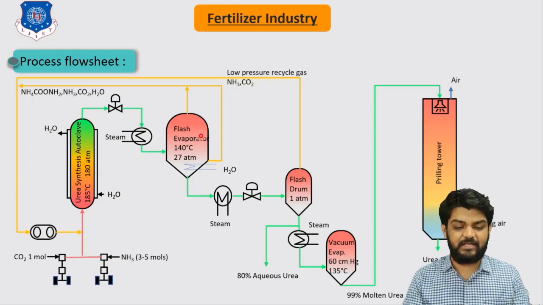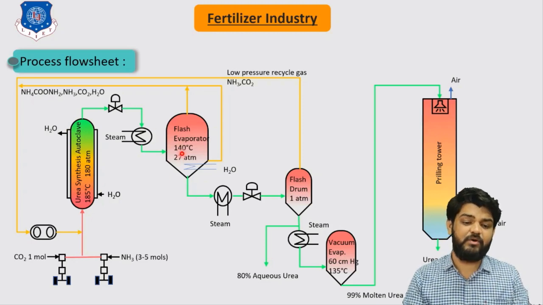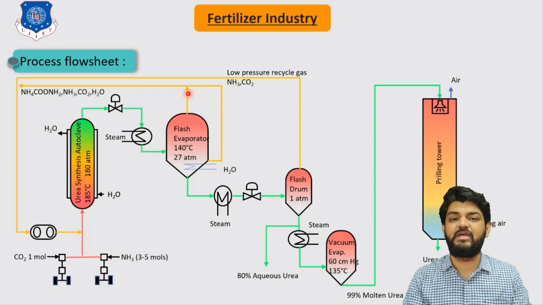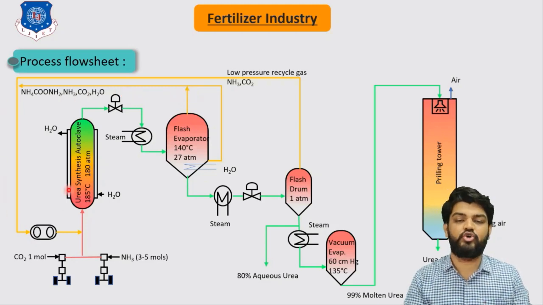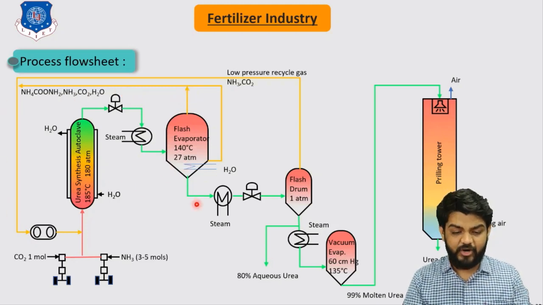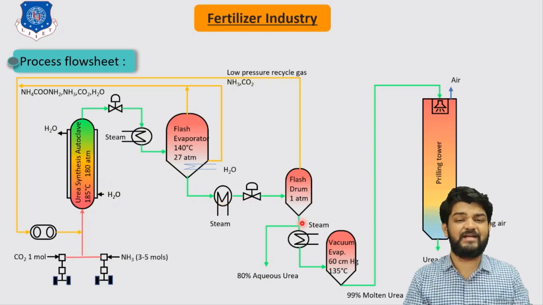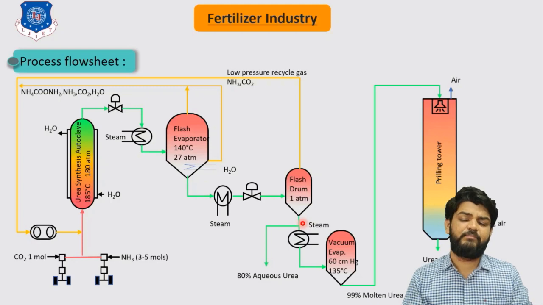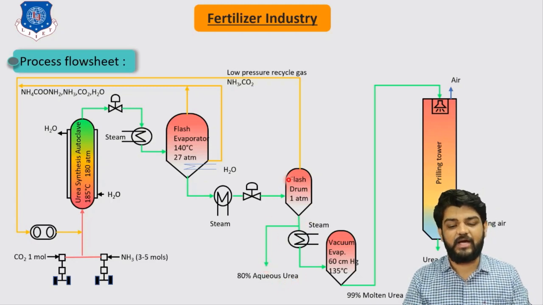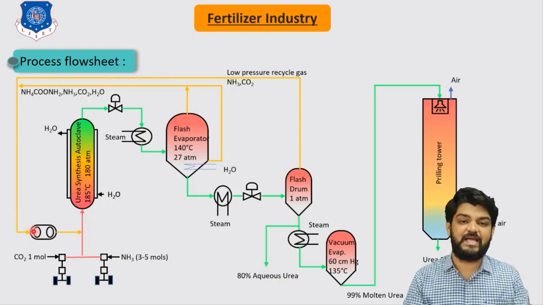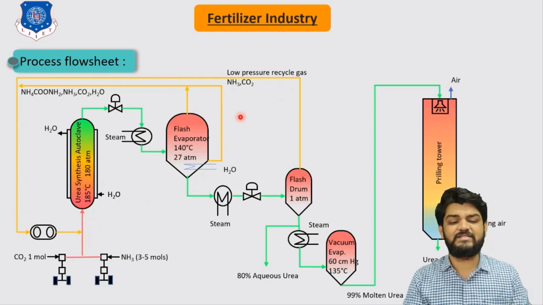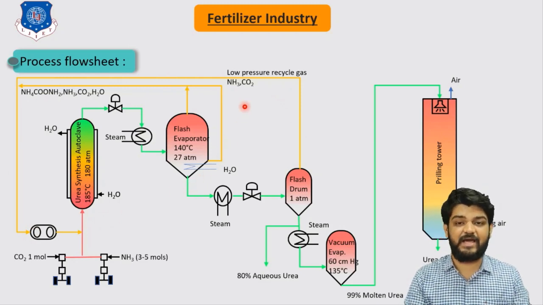So here in this image you can see that the product coming out of the first evaporator is again sent back to the autoclave, and the bottom product is then further heated and passed through the second flash drum, which operates at 1 atmosphere, where we produce an aqueous solution of urea, and the remaining gases are again recycled back, right? Which contain ammonia and unconverted carbon dioxide.